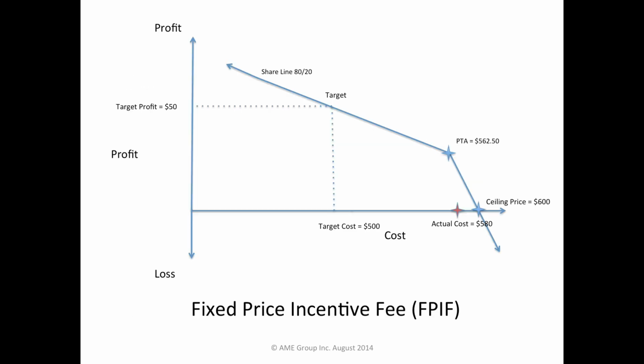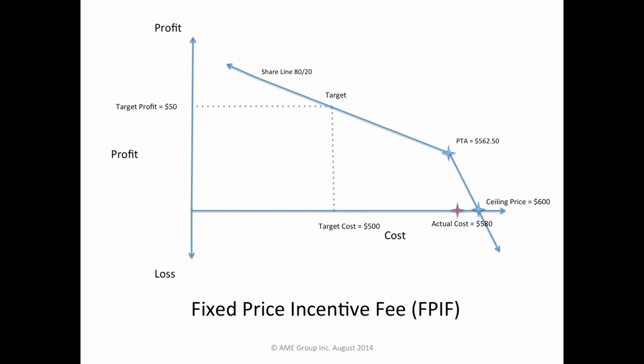We're going to go a little further, though, and look at a diagram. The reason for the diagram is to make this more about understanding and less about memorizing equations. On the x-axis, you can see we have cost. On the y-axis, we have profit. If we go across the x-axis until we hit the target cost of $500 and go up to the share line, again go across to the y, and we get a target profit of $50.